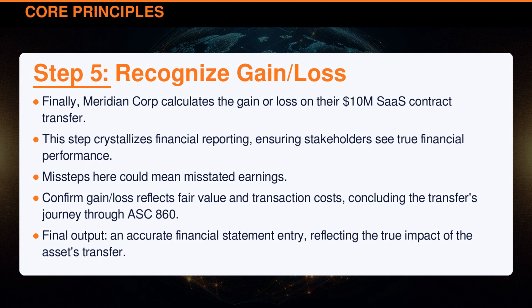Finally, Meridian Corporation calculates the gain or loss on their $10 million SaaS contract transfer. This step crystallizes financial reporting, ensuring stakeholders see true financial performance. Missteps here could mean misstated earnings. Confirm gain-loss reflects fair value and transaction costs, concluding the transfer's journey through ASC 860. Final output, an accurate financial statement entry, reflecting the true impact of the asset's transfer.